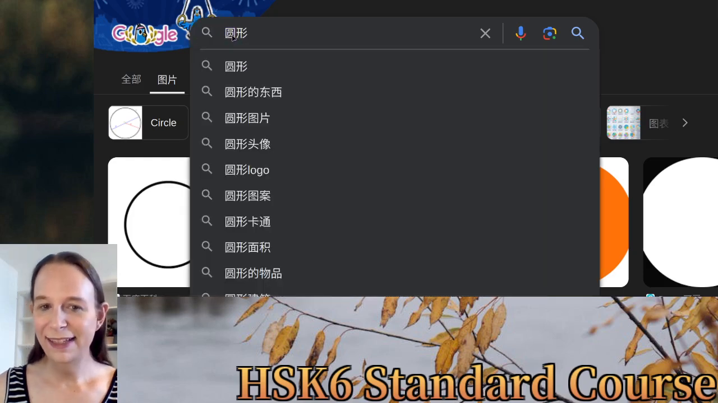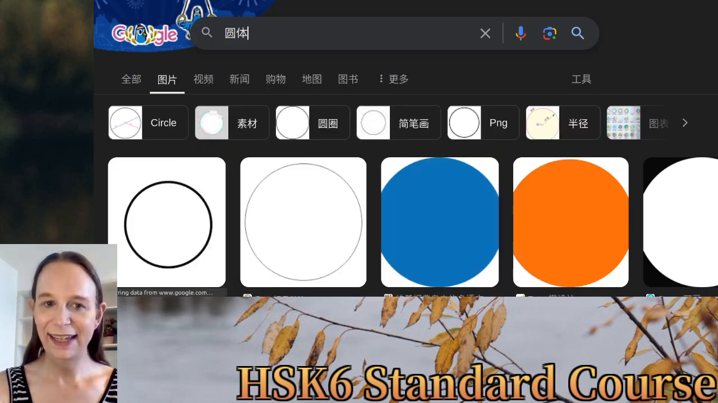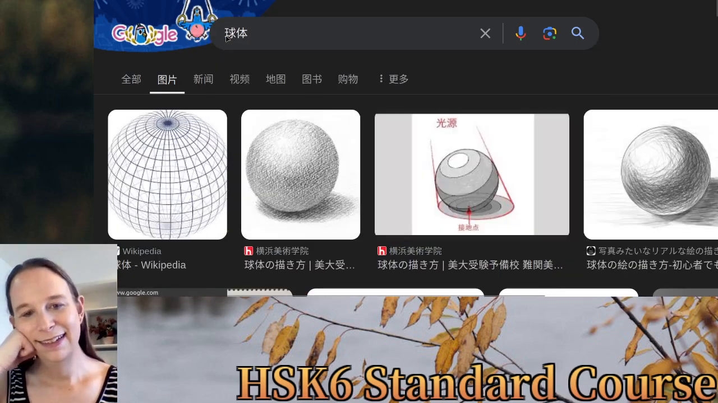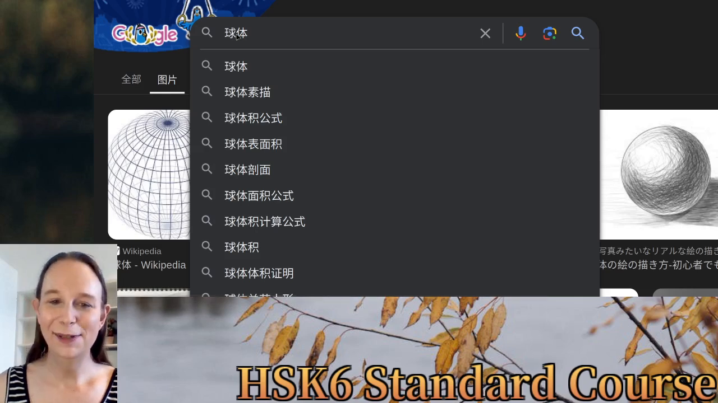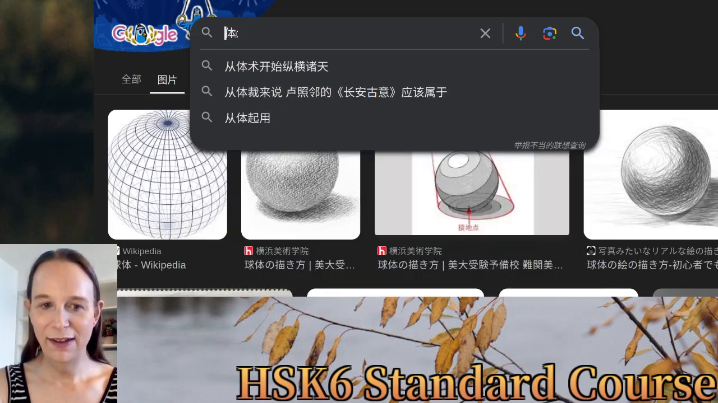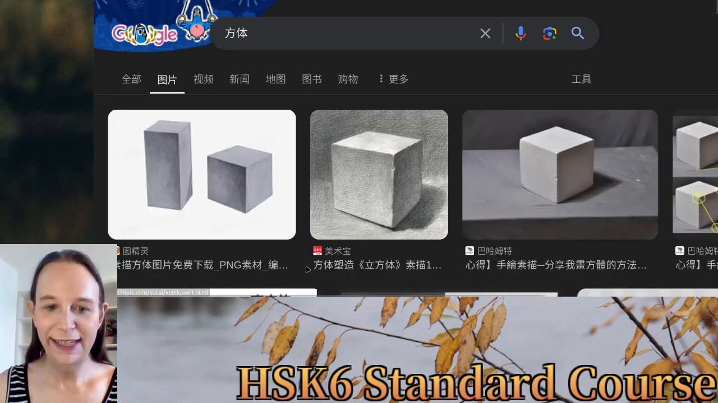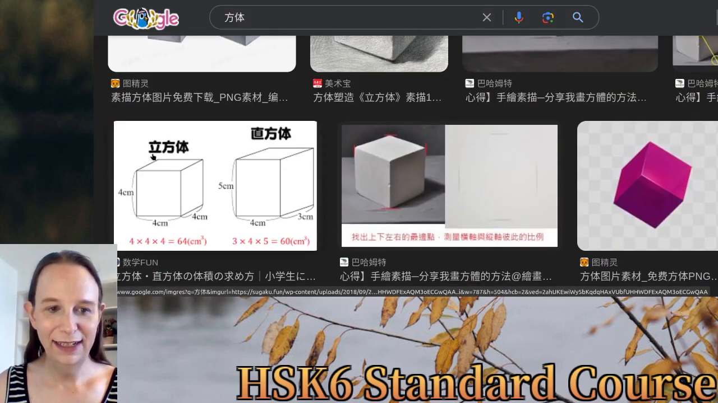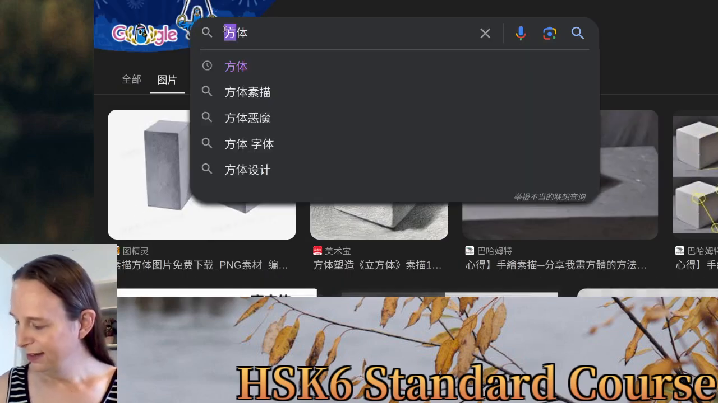So what is a sphere? 圆, no, it'd be 圆体. So you change 形 to 体, oh no, it's 球体. Yeah, 球体. If you turn the 形 into a 体, it will change from a two-dimensional shape to a three-dimensional shape. So 方体. Cube, right? Why is it not in the dictionary? 方体, 立方体. All right, 立方体. And what was the other one? Oh, 圆体.